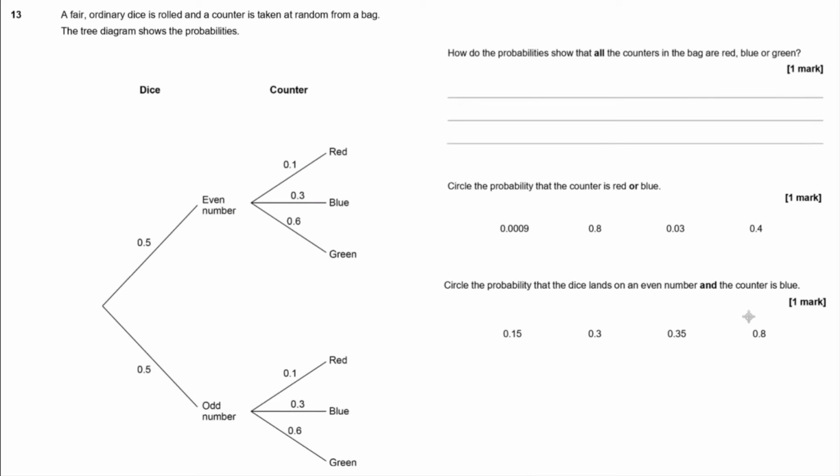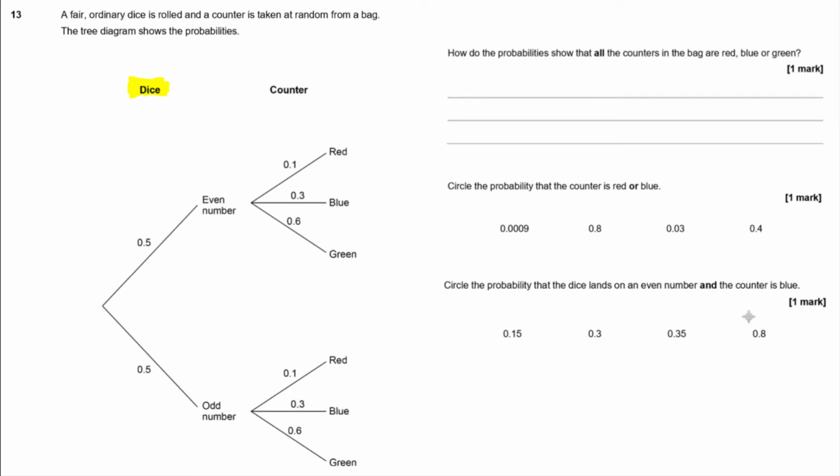Question 13. A fair ordinary dice is rolled and a counter is taken at random from a bag. The tree diagram shows the probabilities. So the first part of my tree diagram is the roll of the dice, and they're looking at the probability that it's either even or not even. You've got 3 even numbers on the dice, 2, 4, and 6, and 3 not even numbers, 1, 3, 5. So the probability of rolling an even number is 3 out of 6, which is the same thing as 0.5, and same for odd.